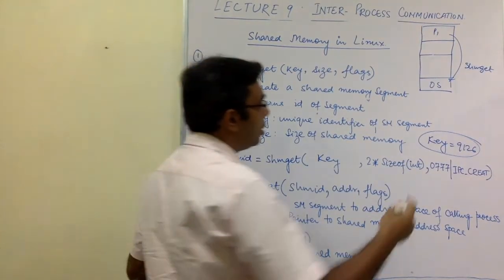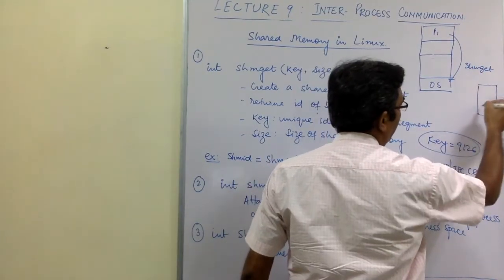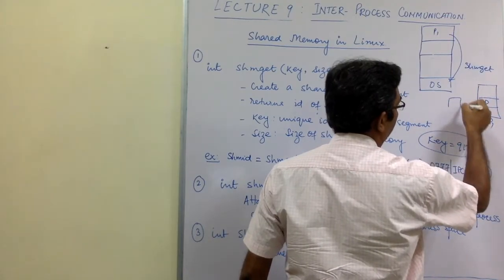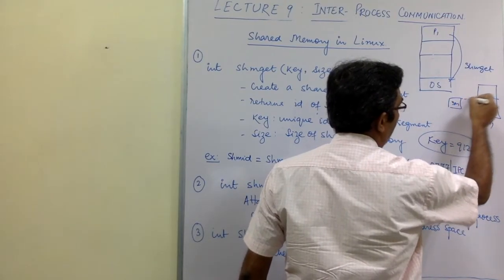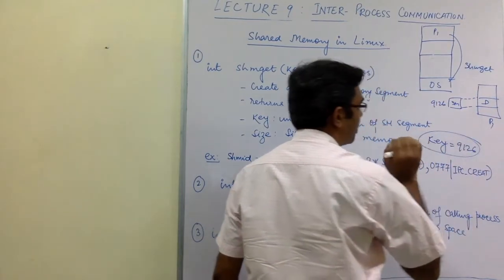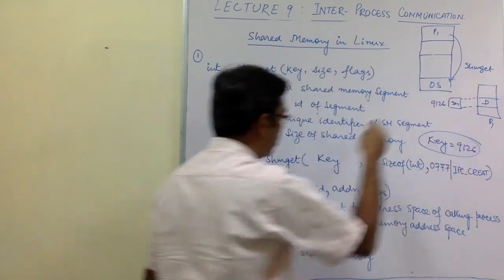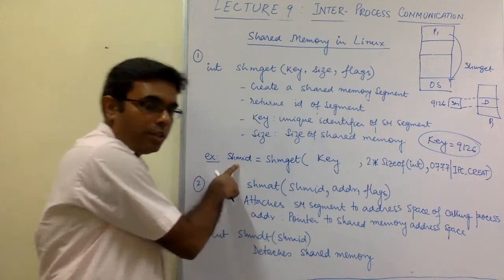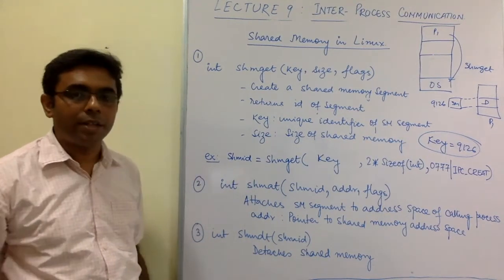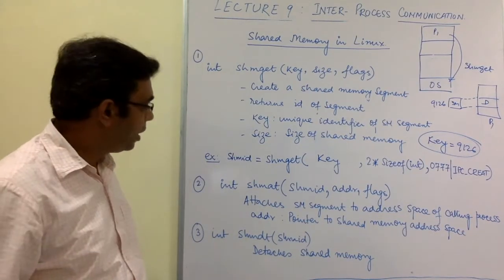Okay, so once the shmget is there, we've already seen that the data segment of this process P1 would now have this shared memory attached to that. Okay, and this will now have the key 91626, and what it returns to process P1 is the ID. So we store this in a variable called shmid, let's say. Okay, so that's the usage of shmget.